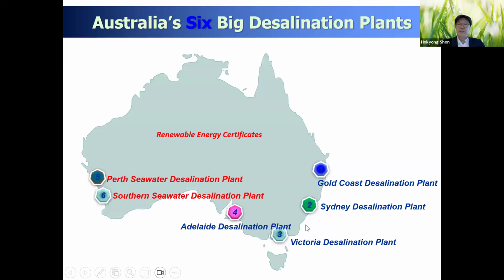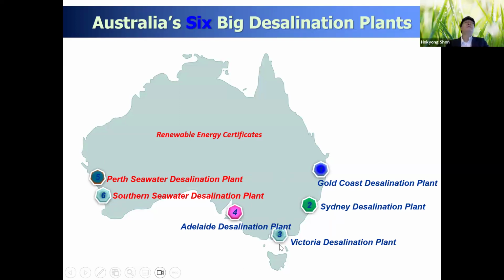So Sydney desalination plant is fully operating. This area, the first southern seawater desalination plant, is always a very drought-prone area. So they have operated for a long time, the last 20 years, 30 years. So they didn't have any standby or shutdown of the desalination plant.